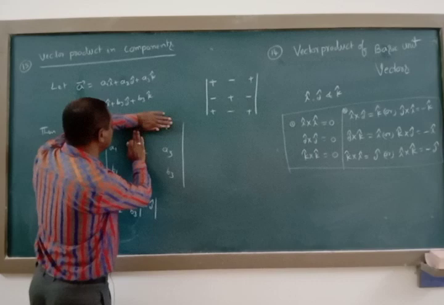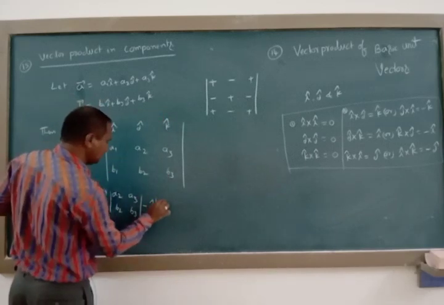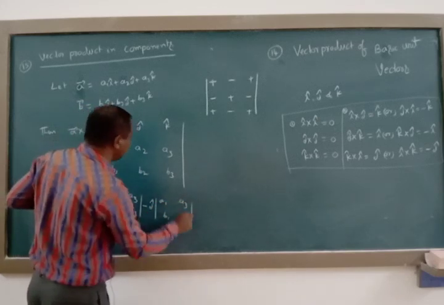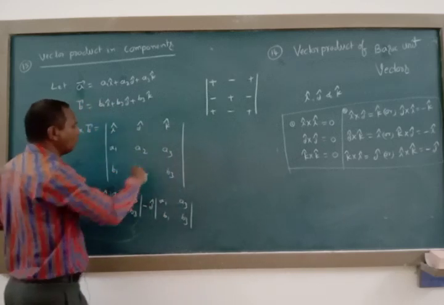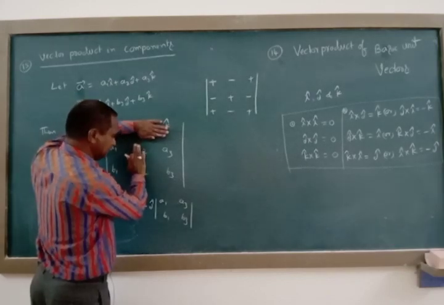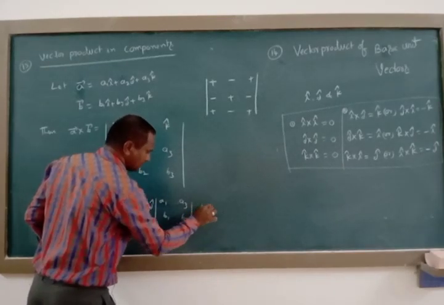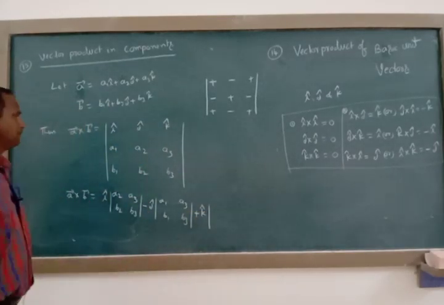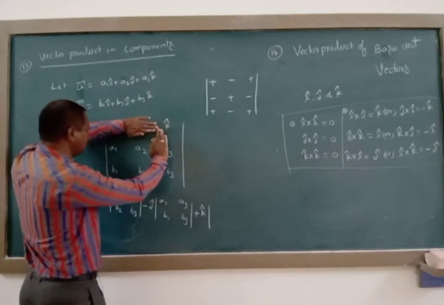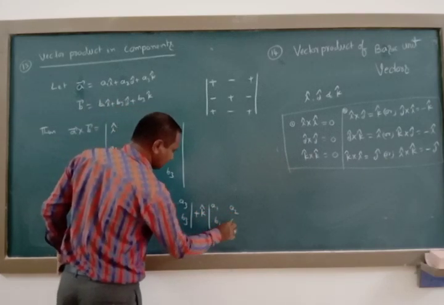Next symbol is minus j cap into deleting the corresponding row and corresponding column. Then we will get 4 elements. What are they? a1, a3 and b1, b3. Because here j cap is lying in first row and second column. Just delete them. Next, the last symbol is plus k cap. Now k cap is present in the first row and third column. Just delete them. You are seeing 4 elements. What are they? a1, a2, b1, b2.